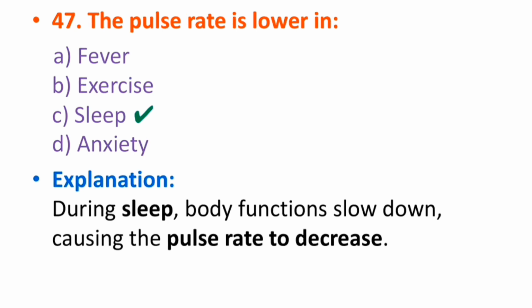The pulse rate is lower in: option A, fever; option B, exercise; option C, sleep; option D, anxiety. The correct answer is option C, sleep. During sleep, body functions slow down, causing the pulse rate to decrease. The pulse rate is lower in sleep.